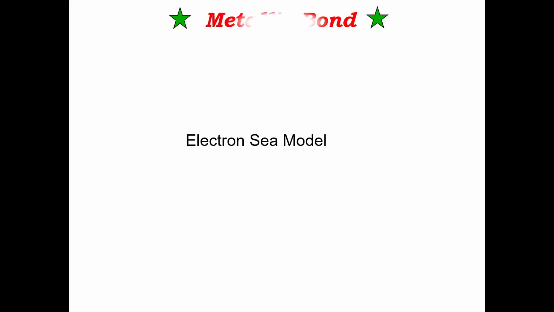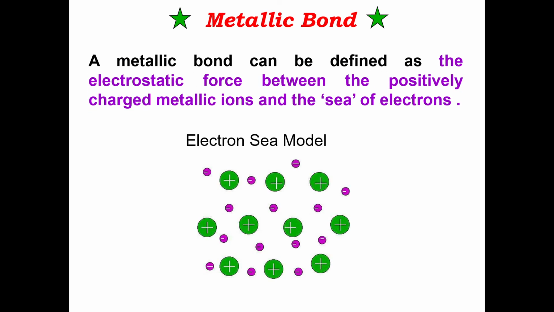Okay, before we go further, what is the definition of a metallic bond? It is defined as the electrostatic force. Electrostatic means there are two different charges between them, so between two different charges, one is a positive charge and the other one is a negative charge.